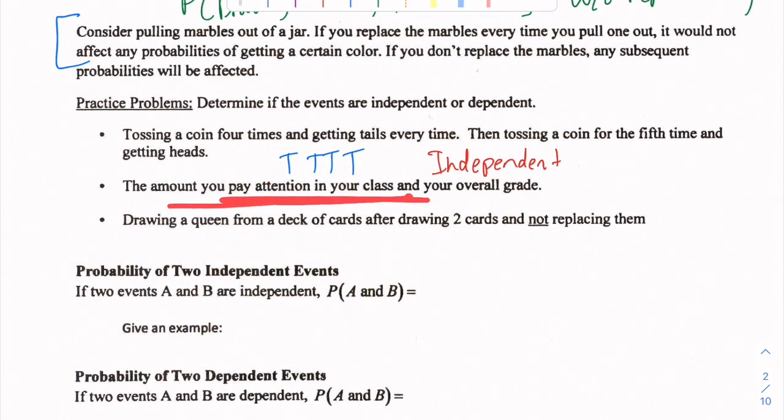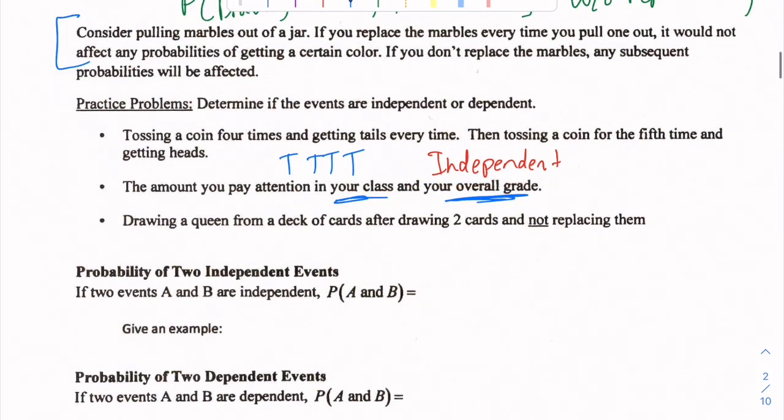The amount you pay attention in your class and your overall grade: some of you might think it's independent, but I'm going to say it's a dependent event. The more you pay attention, the higher chance you do better. Not saying you will do great if you pay attention, but you have a higher chance of doing great. Next, drawing a queen from a deck of cards after drawing 2 cards and not replacing them. If you don't replace it, you take out the card every time, thus affecting the probability. So this is a dependent event.